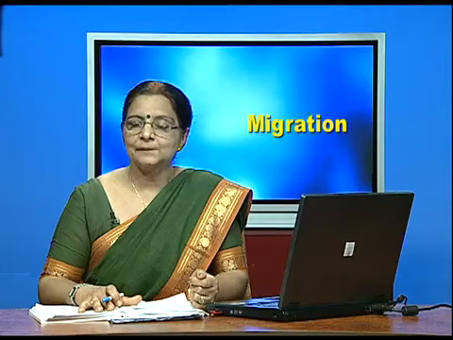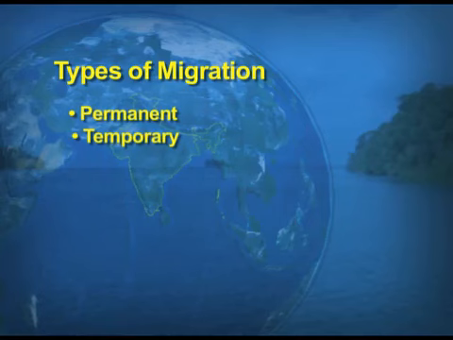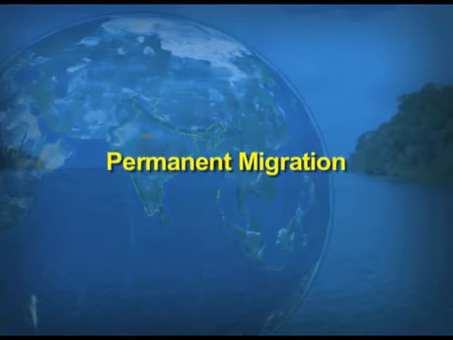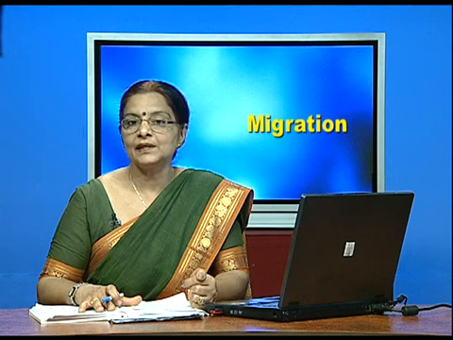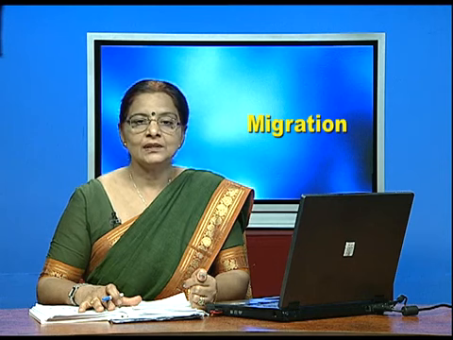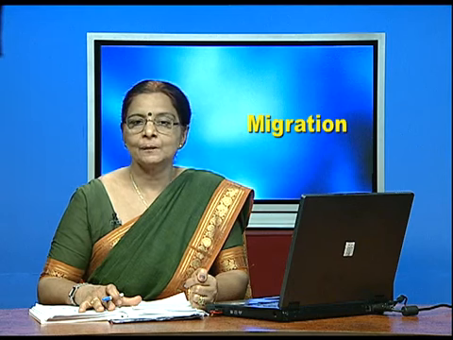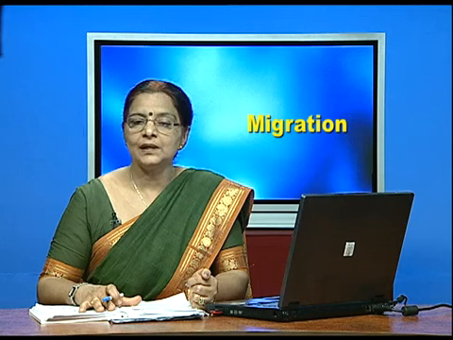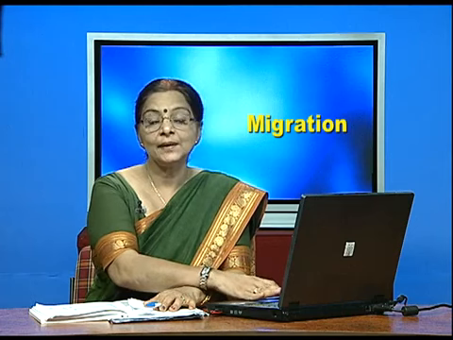Migration can be of two types. One is permanent migration and the second is temporary migration. Now, what is permanent migration? When people migrate permanently from one place to another, it is known as permanent migration. The reasons for permanent migration may be different. Now, what is temporary migration? This is basically a term used for periodic migration. That periodic migration can be annual, seasonal or daily, and it is known as temporary migration.